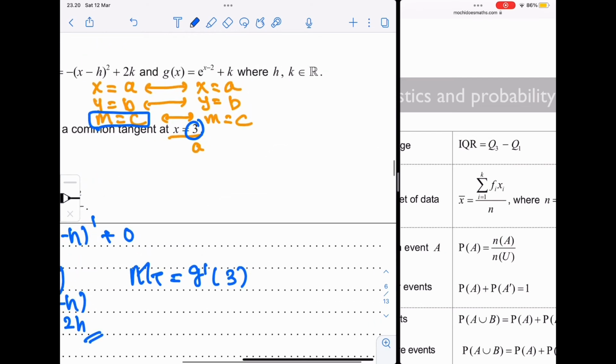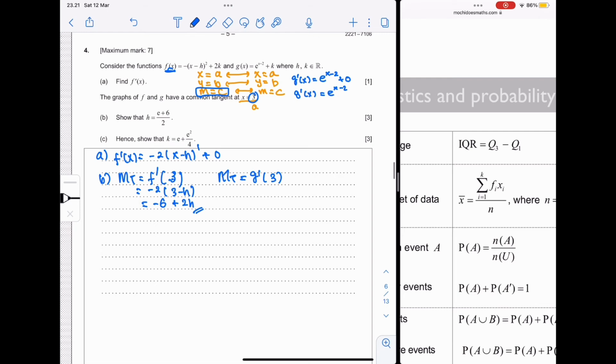So first we have to differentiate g of x. Again, chain rule. I hope you know how to do it already. So there you go. This is g prime of x, e to the power of x minus 2. Just replace the x with 3, so it will be e to the power of 3 minus 2, or just e, okay?